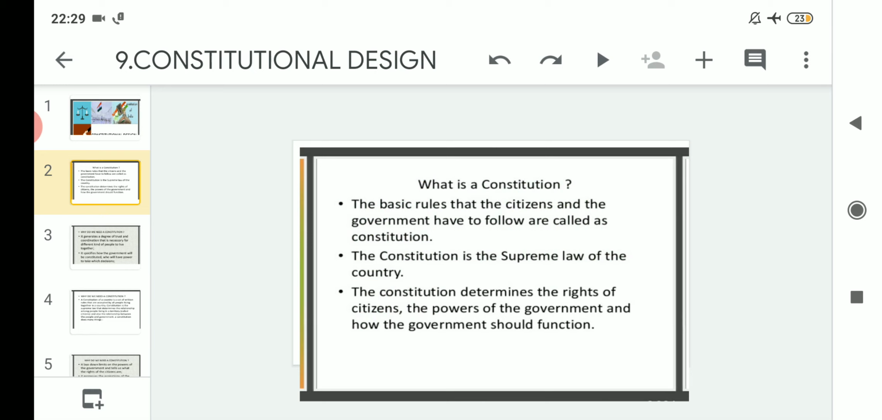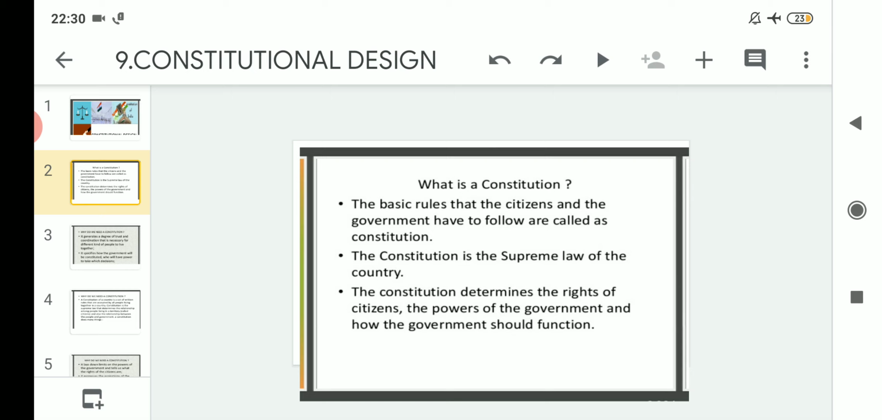We can take the example of fundamental rights, according to which we get rights, and there are certain fundamental duties also which we have to do as responsible citizens of the country India. So the basic rules that the citizens and the government have to follow are called the constitution, number 1.